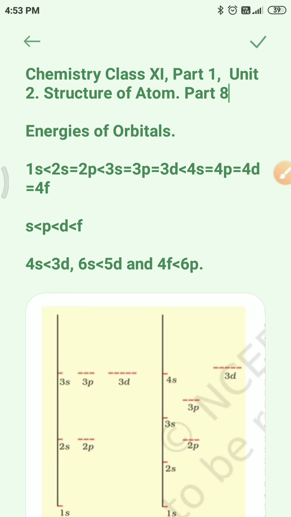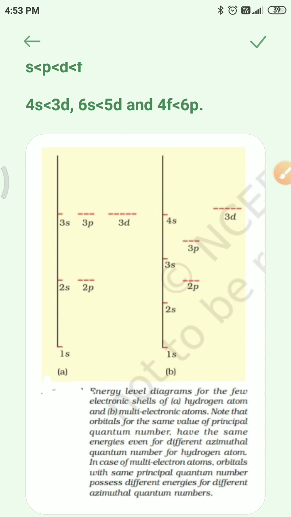Both the attractive and repulsive interaction depend upon the shell and shape of the orbital in which the electron is present. For example, electrons present in the spherical shaped s orbital shield the outer electrons from the nucleus more effectively as compared to the electrons present in the p orbital. Similarly, electrons present in p orbitals shield the outer electrons from the nucleus more than the electrons present in d orbitals, even though all these orbitals are present in the same shell.